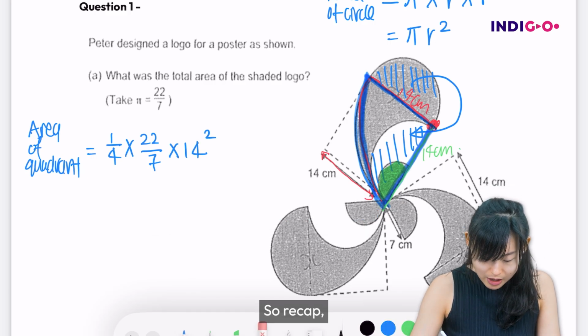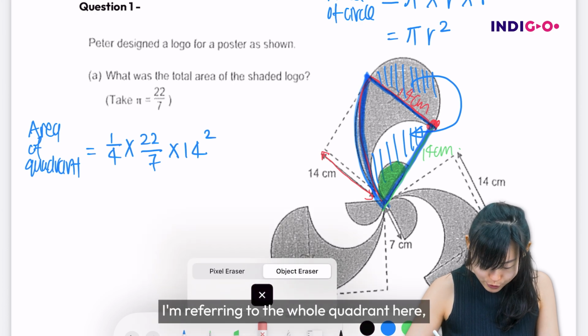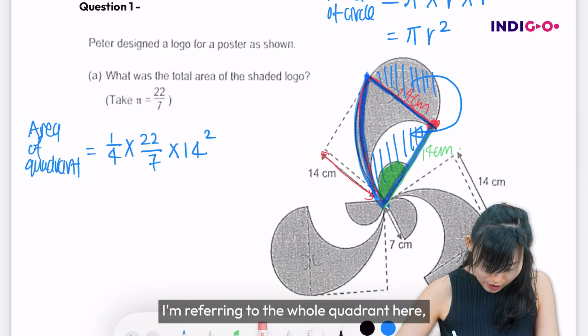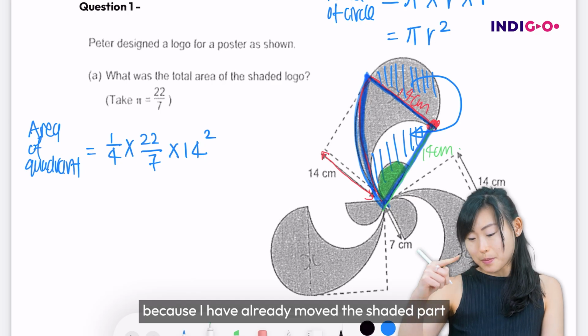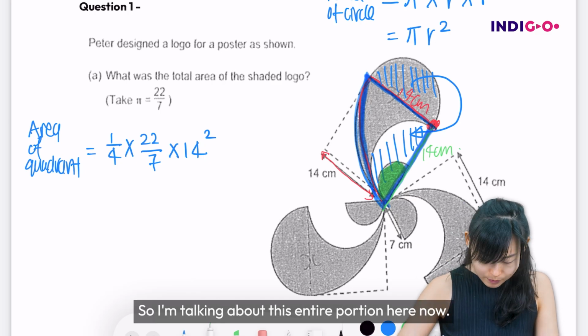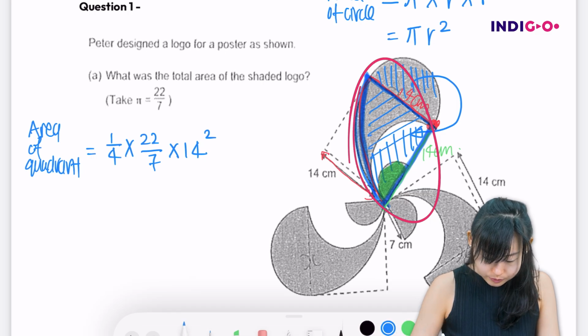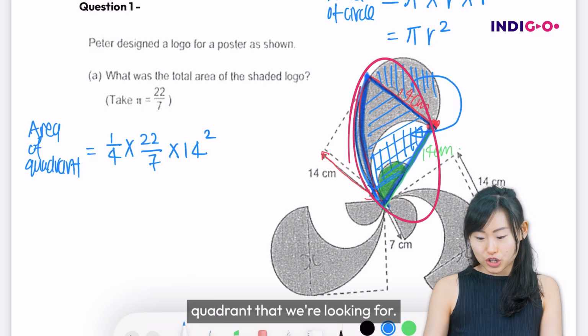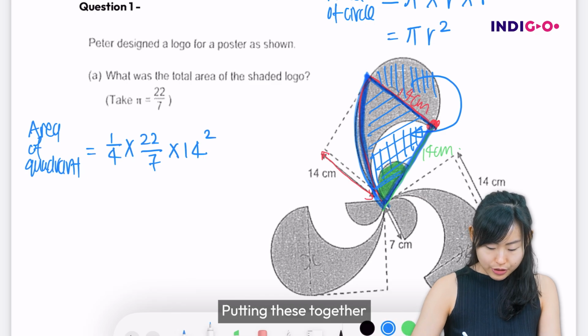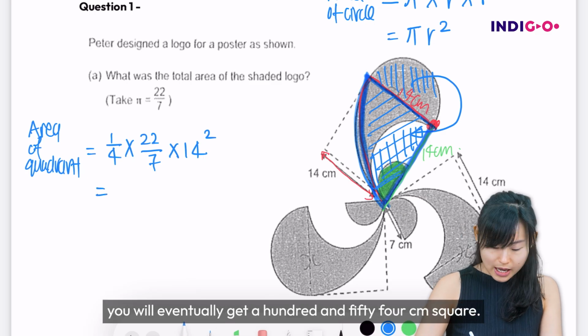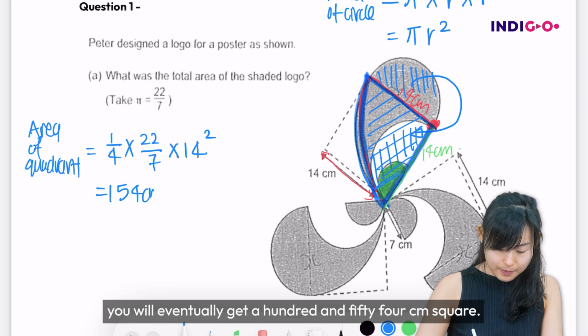So recap, this one that I'm finding now, I'm referring to the whole quadrant here because I have already moved the shaded part over to the other side. So I'm talking about this entire portion here now. So this is the area of the quadrant that we're looking for. Putting these together, you will eventually get 154 cm squared.